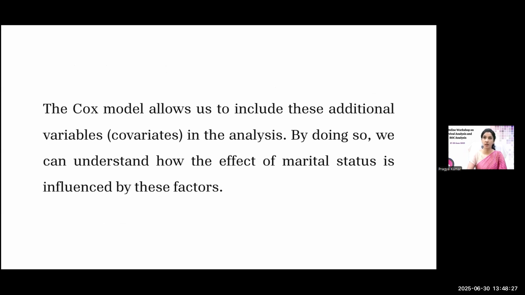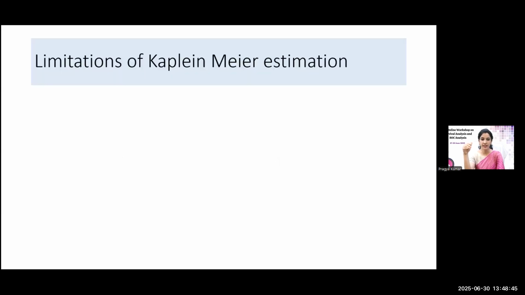And this model allows us to include many other variables, even if the independent variable is a categorical variable. Because if you can recall, the Kaplan-Meier doesn't work for continuous variables. It only works for categorical variables. So if we want to eliminate all those limitations of Kaplan-Meier, then we need the Cox proportional.